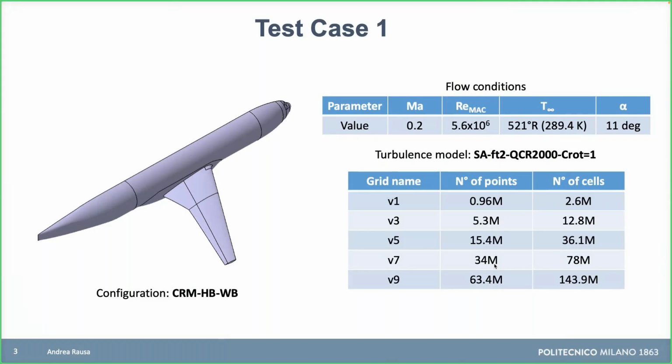The turbulence model selected by this workshop is the SA with the FT2 term, QCR 2000, and rotational correction with the constant CROT equal to 1. The actual implementation of the rotation correction has CROT equal to 2, but they ask for implementing 1, because 2 may lead to separation and 1 is a little bit more conservative. And so we can have solutions without separation, which are easier to compare across the solvers.